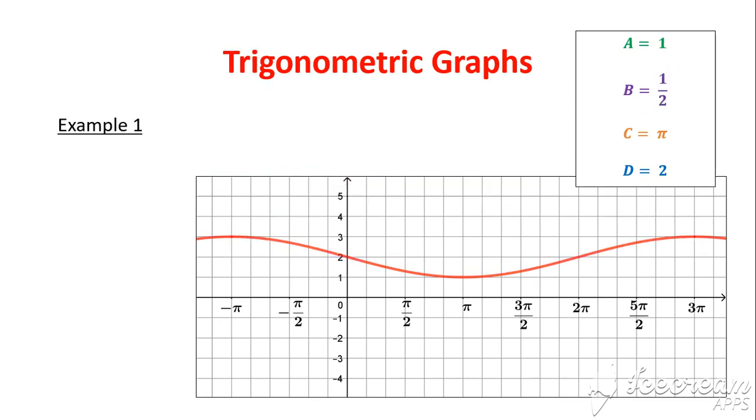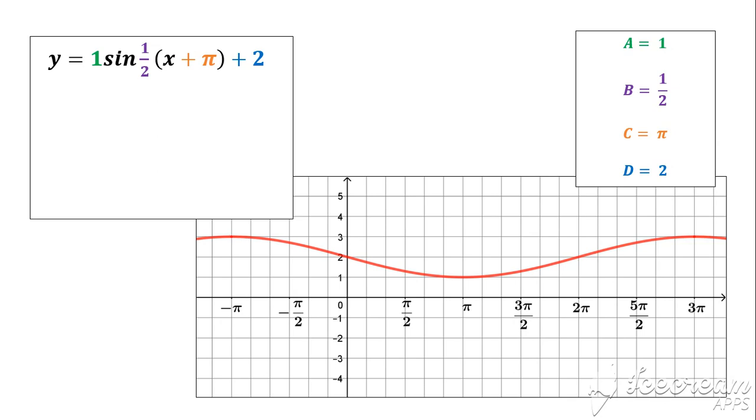Right. So here's the equation of our graph. Y is equal to 1. We don't need to put the 1 there, by the way, times sine of b. B's out the front of the brackets, half. Open up brackets, go x plus pi, because we're moving it to the left. C is plus pi, close bracket, and plus d, which is 2. Now this is the way we write it on paper.